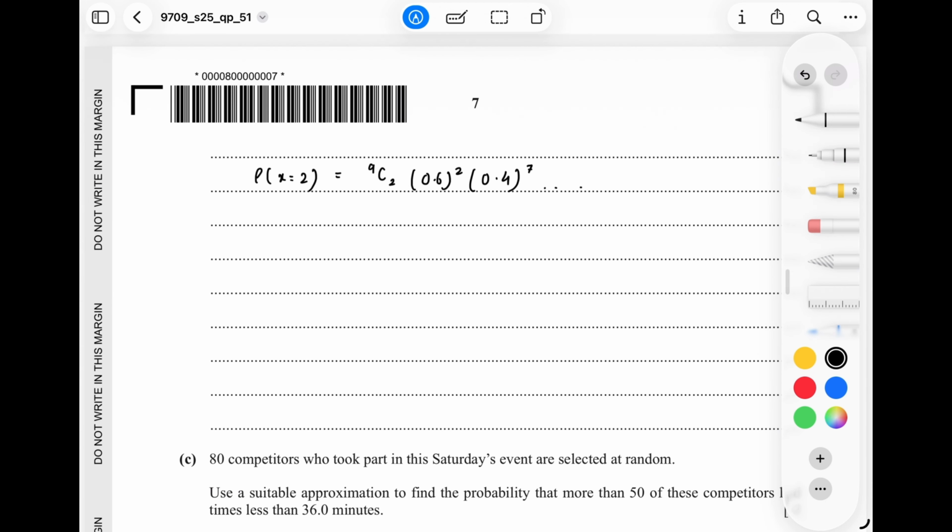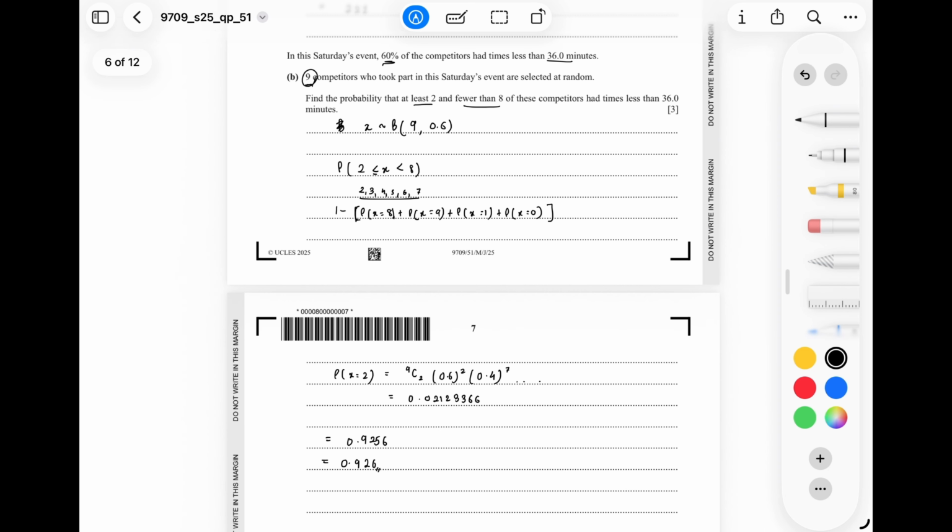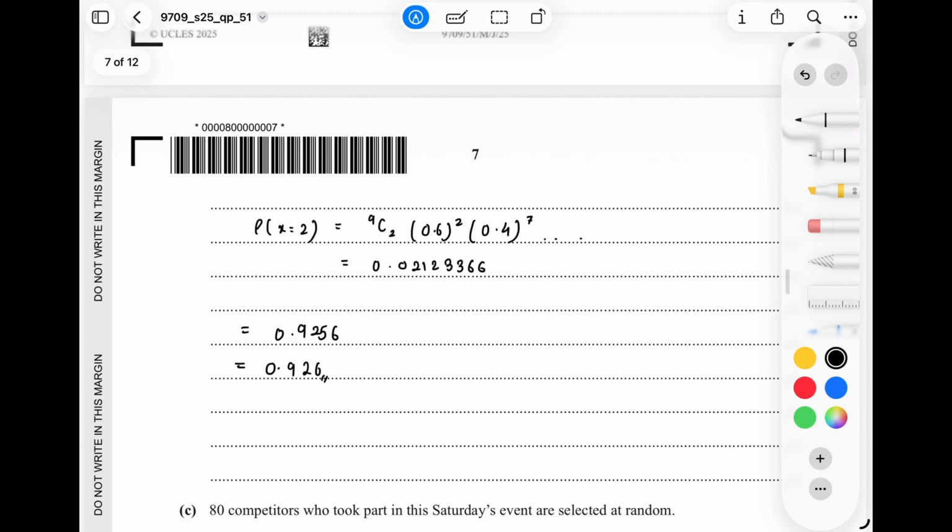And for this, you get 0.02123366. Just continue doing that. Whichever way you do it, you have to get 0.9256, rounded 0.926236. Yeah, so this was a binomial distribution question.